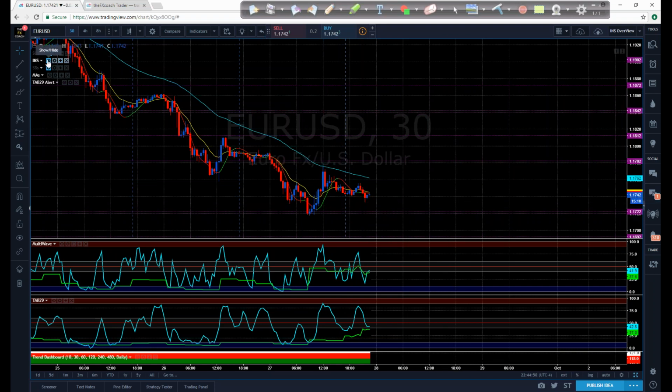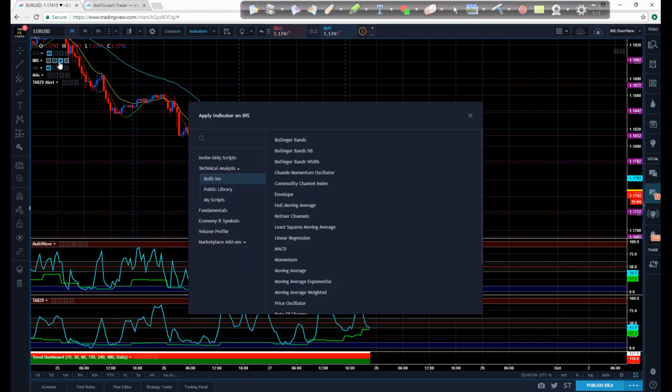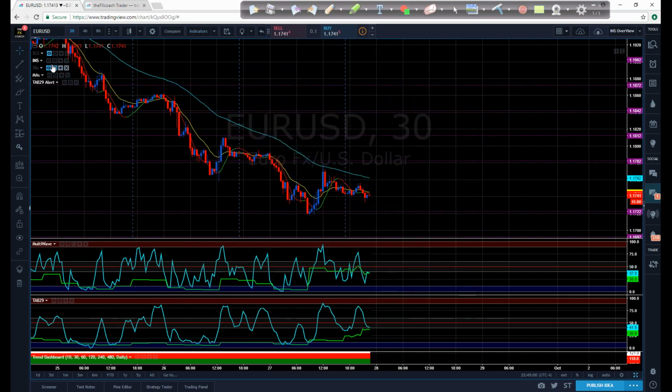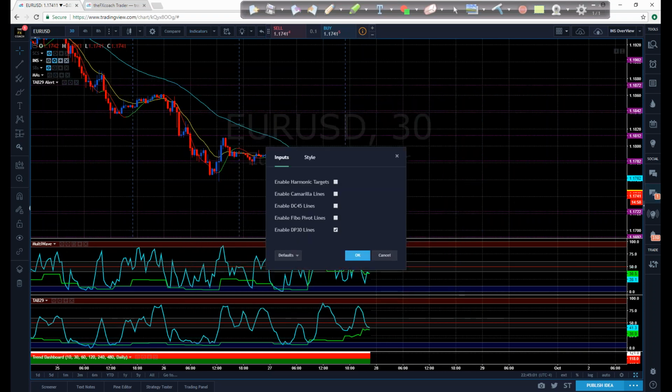Any of the range-based systems, the CAM, the Fibo pivots, and the DP30, need more time on them to predict what's going on today. So we had two things that we didn't look at. No, we only had one thing we didn't look at, and that's the DC45.